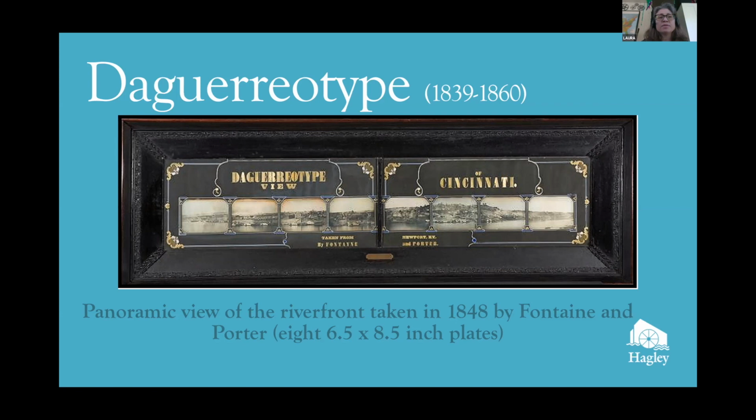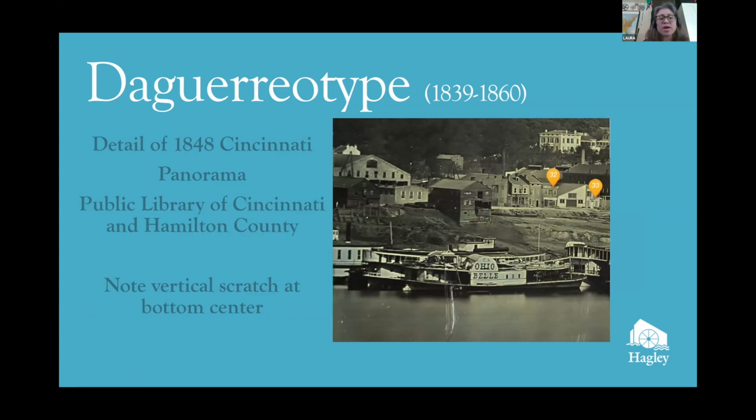An eight-plate panorama of the Cincinnati waterfront, made in 1848, reveals the time that the photograph was recorded in a distant clock tower. The image also has a lot of very interesting details, signs on buildings, and the steamboats and paddle boats on the river.